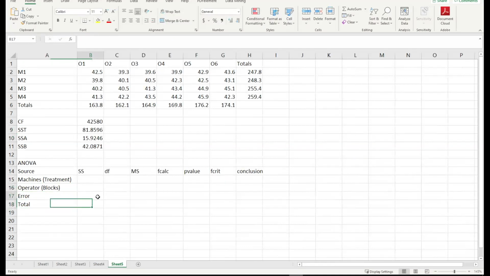Okay, so machines is equal to ito, A. Yung blocks natin is equal to B blocks. Error natin is just equal to total, and we input muna natin yung total, which is this one. So error is just equal to this one minus blocks minus treatment.